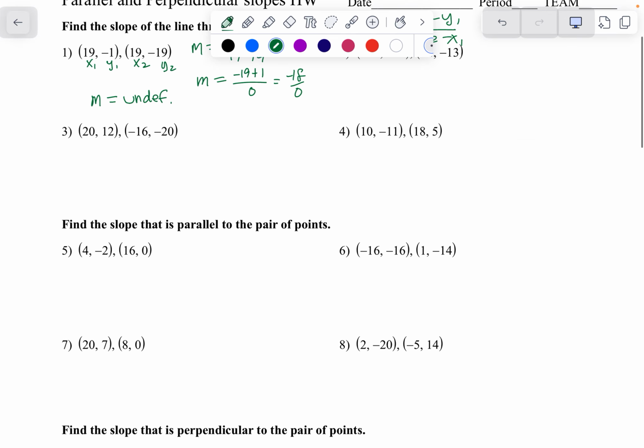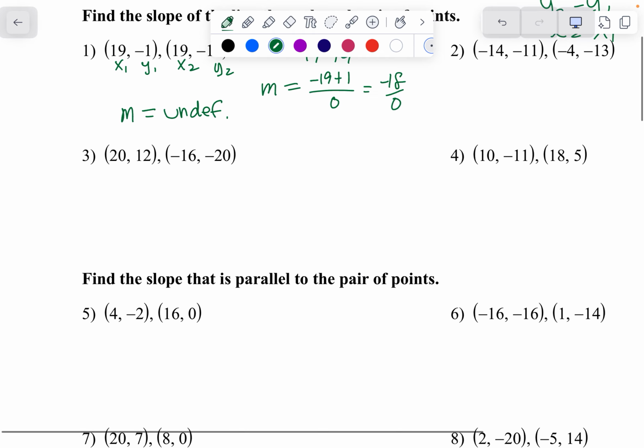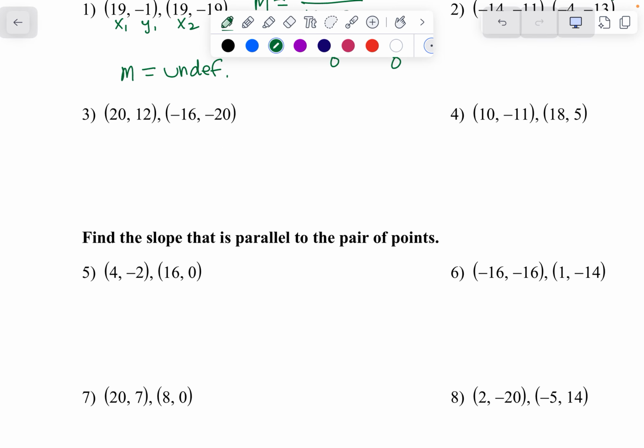That's okay, you got that? Yeah. Okay. Now, in 5 through 8, you're still using that same formula. Here it says, find the slope that is parallel to the pair of points. 2 lines that are parallel, what do we know about their slopes? They're the same. So the slope you find here is the slope that they're looking for. There's no other change or anything you have to do.